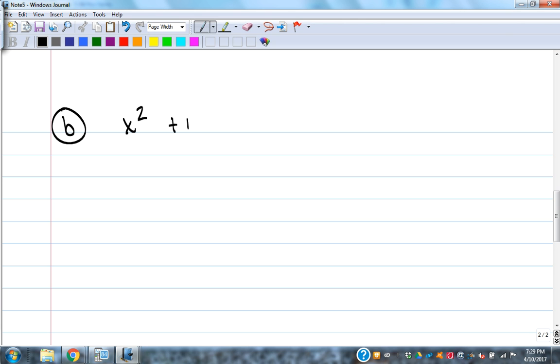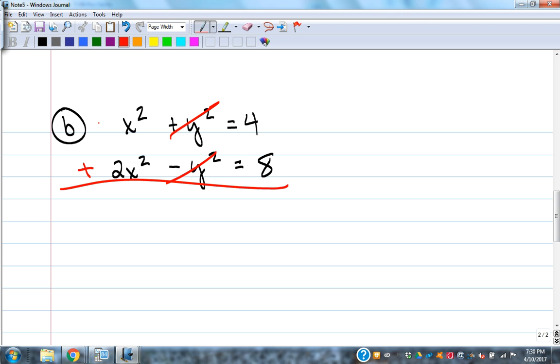x squared plus y squared is equal to 4. 2x squared minus y squared is equal to 8. Man, all of these are squareds. What cancels out? Yeah. We got a plus y squared and a minus y squared. So they would eliminate each other if I added these two equations together.